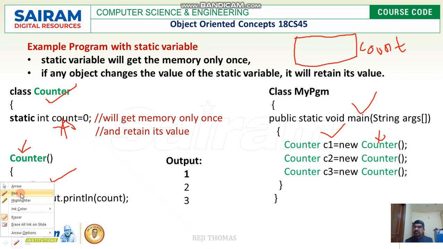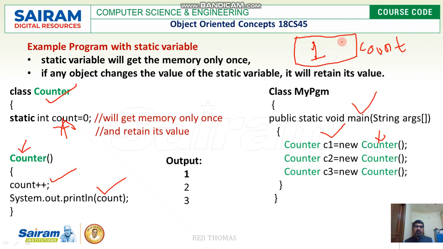So to replace 0 with 1, this is going to be 1. And we have the next line where I have to print the value of count, which is 1. So I'll be getting this statement. This is what happens when I created the first object. So please remember it. I'm successfully done with the first statement.